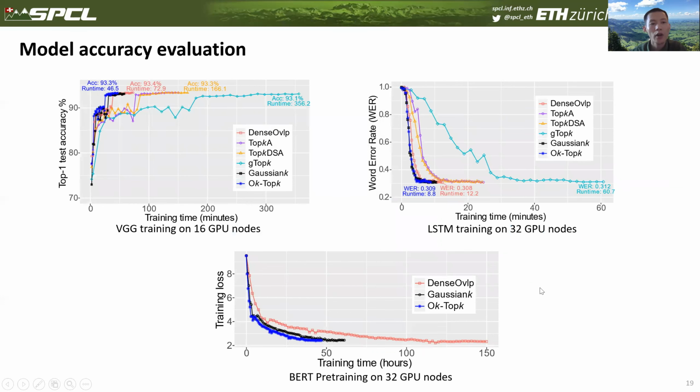These figures show the model accuracy result for 3 neural networks. For all these 3 deep learning tasks, Ok-Topk achieves the fastest time to solution.